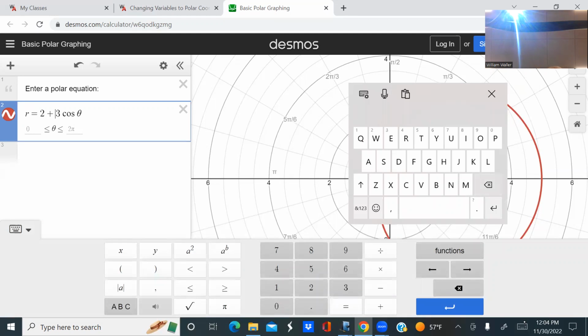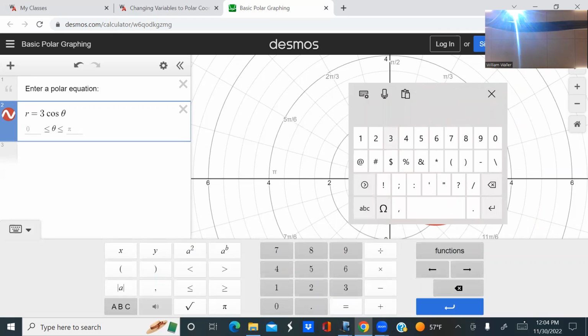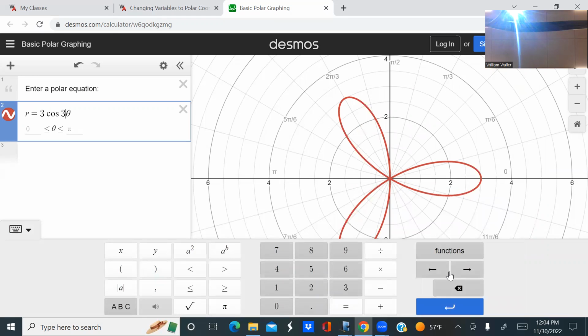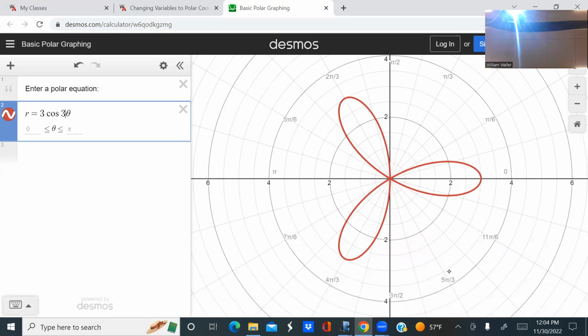Yeah, well, not quite. It's a little bit more complicated than that, unfortunately. So let's see, we want 3 cosine of 3 theta. So that's it, right? Notice that there we got it already. We already see the entire 3-leaf rose.